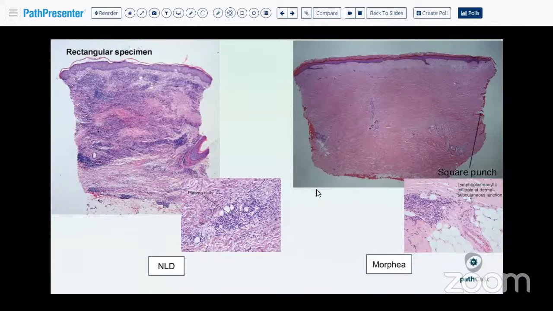NLD versus morphea, both square punch. However, NLD having, of course, a lot of inflammation layered with the necrobiosis, and this having just a ton of sclerosis and very sparse lymphocytic inflammation. But both are lymphoplasmacytic, if you think about it.